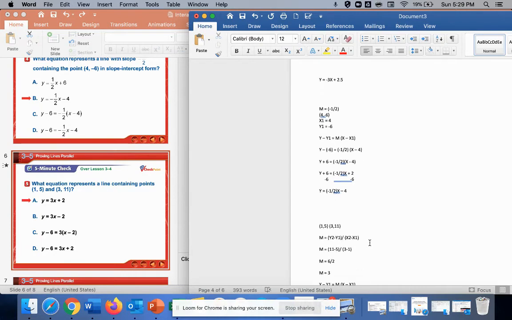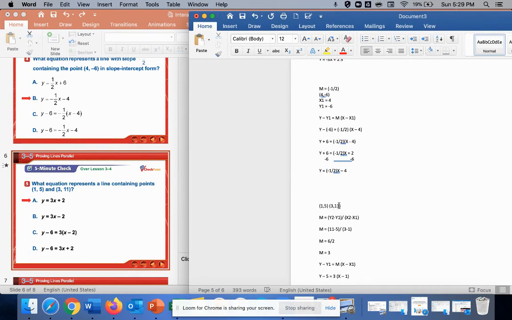Once we sub in our numbers, y2 minus y1 is 11 minus 5, which comes out to 6, and x2 minus x1 is 3 minus 1, which comes out to 2. So 6 over 2 comes out to just 3. We've got our point-slope formula, y minus y1 equals m times x minus x1. We substitute in what we got: y1 is 5, x1 is 1, and our slope is 3. So we get y minus 5 equals 3 times x minus 1.